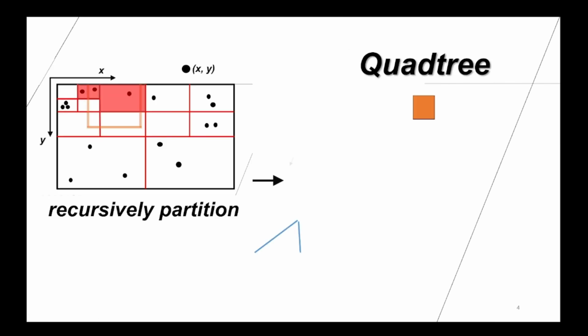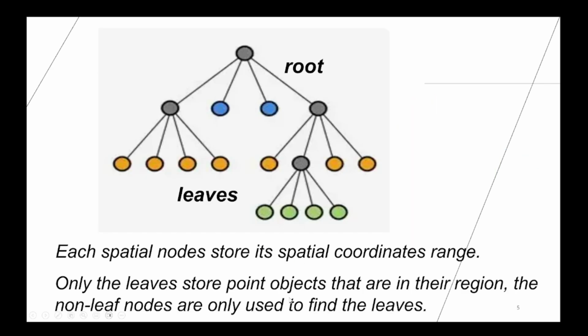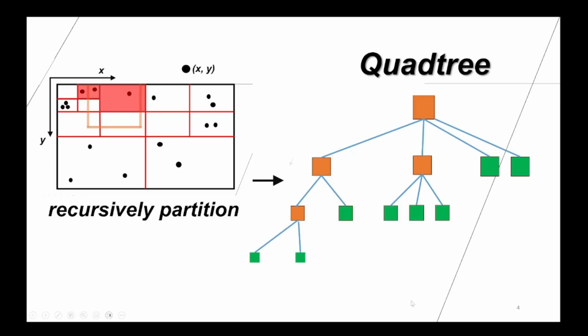So that's the idea behind a quadtree. A quadtree treats the entire space as the root node, and then it recursively splits the 2D space into 4 quadrants. And each split creates child spatial nodes unless they are blank. In our example, the point objects are associated with the leaf spatial nodes. In other words, only the leaves store points, and the leaves are linked upwards through their parent nodes. So the non-leaf nodes are only used to find the leaves.